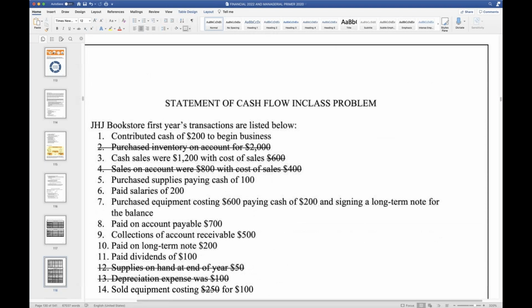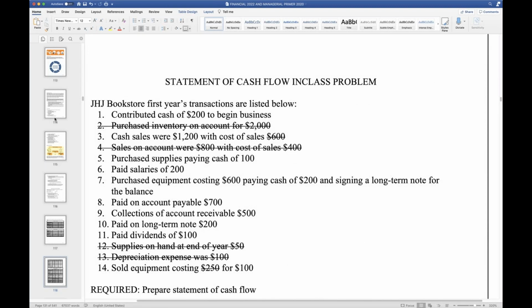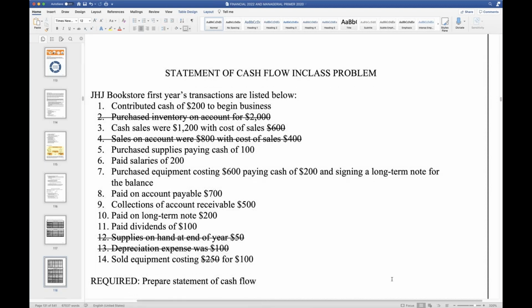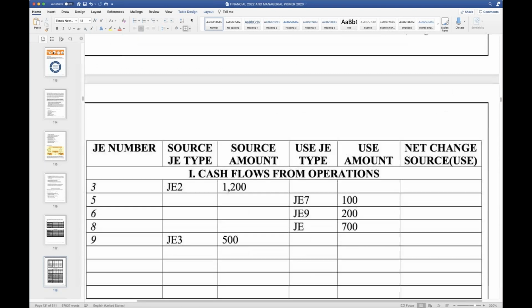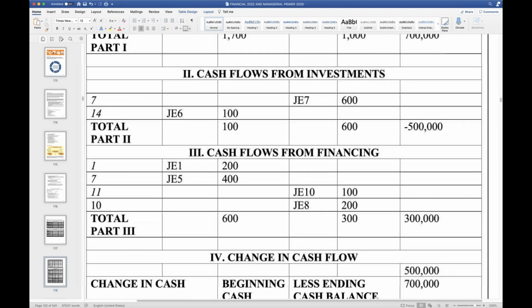And we looked at this problem last time, and we said that if it was not a journal entry 1 through 11, we scratched it out. We weren't going to use that in preparing the statement of cash flow. Then we went to journal entry 1, which is a contribution of cash. That is a type 1 journal entry. It's going to be cash flow from financing. So this is where you put your money in.